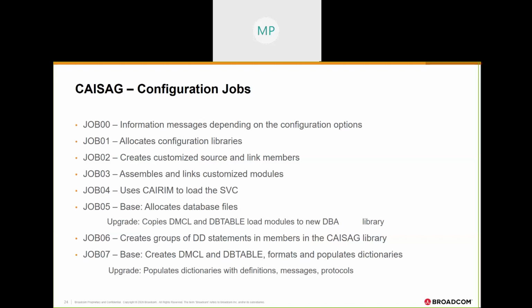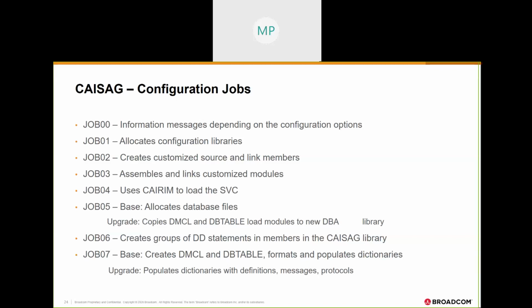Job 5, for a base install, it will allocate database files. If you're doing an upgrade install, it copies the DMCL and DB table load modules to your new DBA library. Job 6 just creates some members in the CAISAG library that group together some DD statements that get used later on in other jobs.